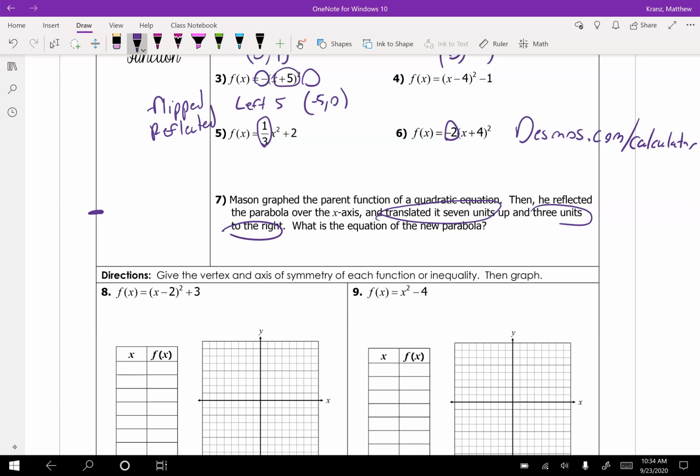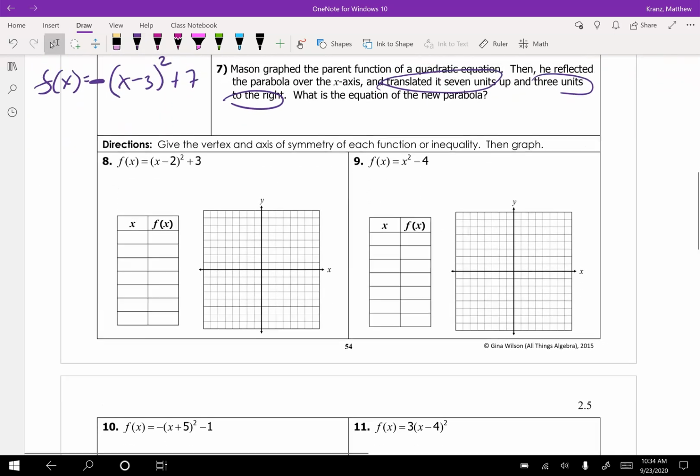So that means we're going to have to subtract from x to go right. So basically, we're just going to do our (x minus 3) squared. And then when we go up 7 units, we do plus 7. So this would be our equation: f of x equals negative (x minus 3) squared plus 7. I got the minus 3 because that means I'm going 3 to the right, and the plus 7 means I'm going up, and the negative sign means it's reflected or flipped over.